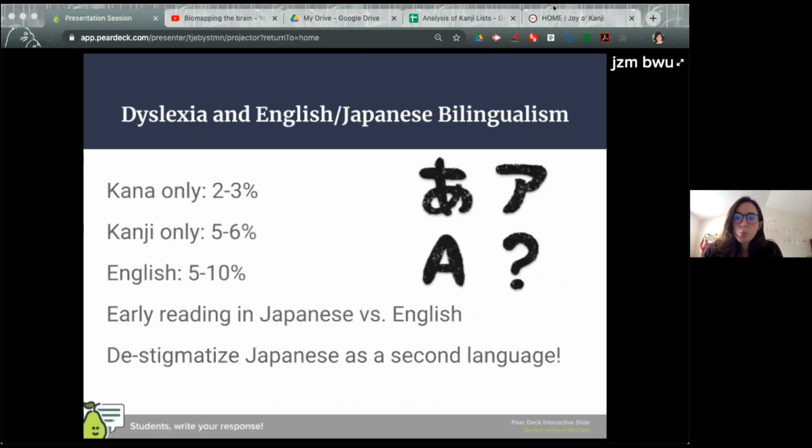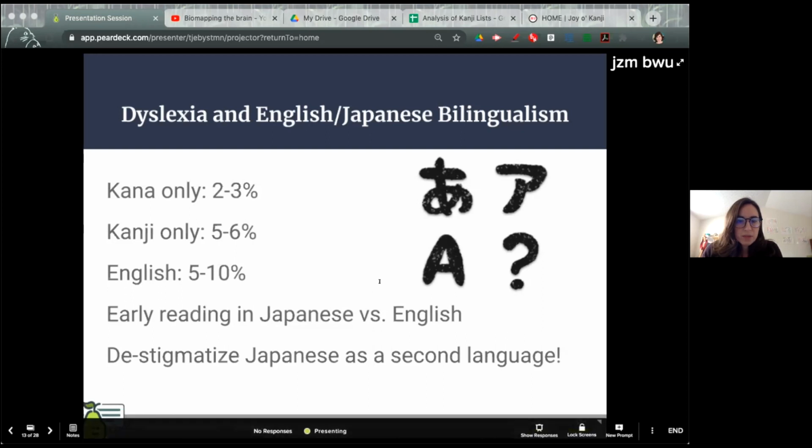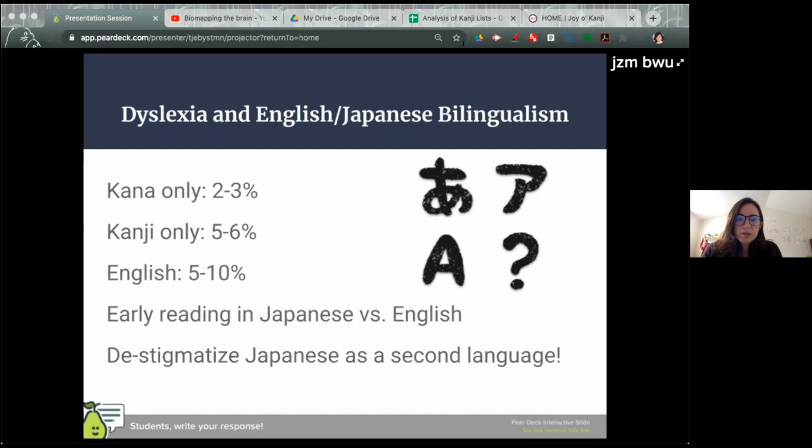But one of the most interesting things that I found when I was looking into this is the difference between dyslexia symptoms in speakers of English and in speakers of Japanese. So the symptoms of dyslexia are dramatically different. You can see this here.